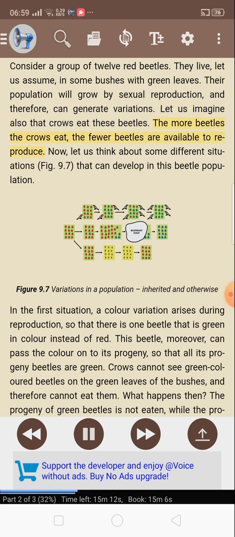The more beetles the crows eat, the fewer beetles are available to reproduce. Now, let us think about some different situations that can develop in this beetle population. Figure 9.7 Variations in a population, inherited and otherwise.